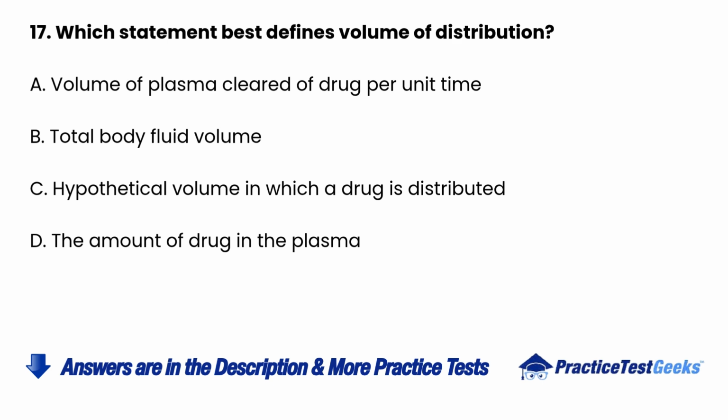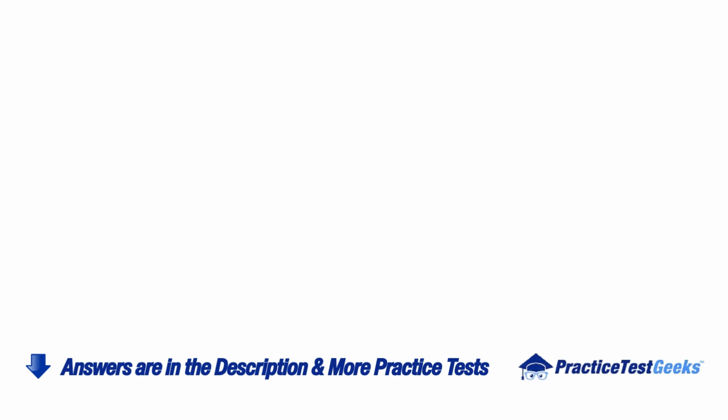17. Which statement best defines volume of distribution? A. Volume of plasma cleared of drug per unit time. B. Total body fluid volume. C. Hypothetical volume in which a drug is distributed. D. The amount of drug in the plasma.